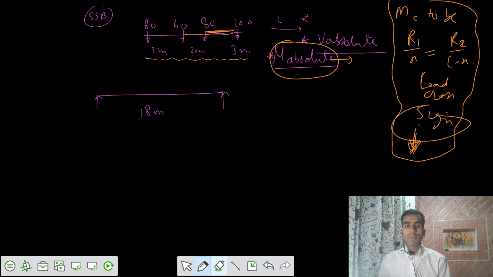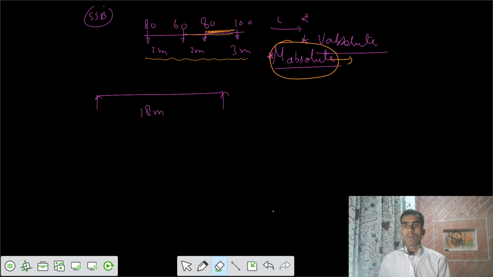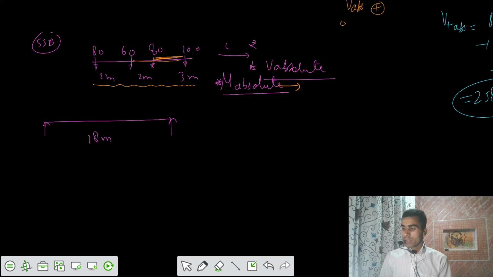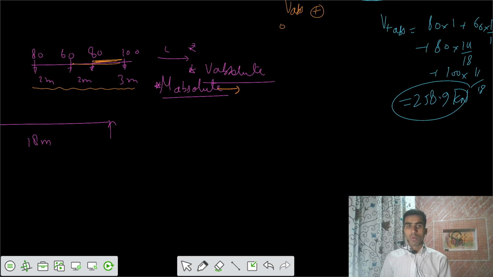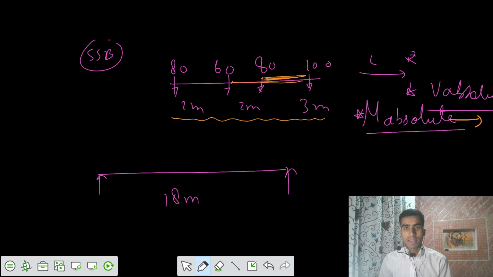But for the absolute bending moment, we have to calculate the resultant of the loads. For the entire loads, we have to calculate where the resultant of those loads is. So let's calculate the resultant of those loads. That we call the absolute bending moment. So let's get the CG of the loads. Can you calculate the CG of the loads?